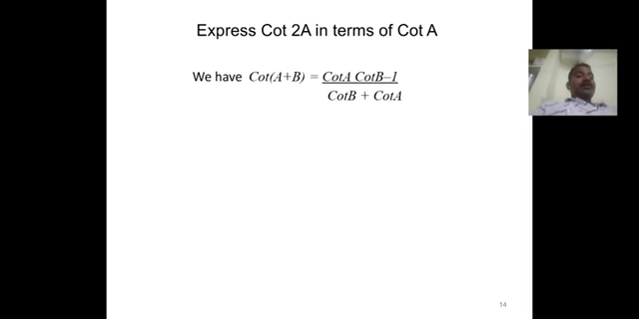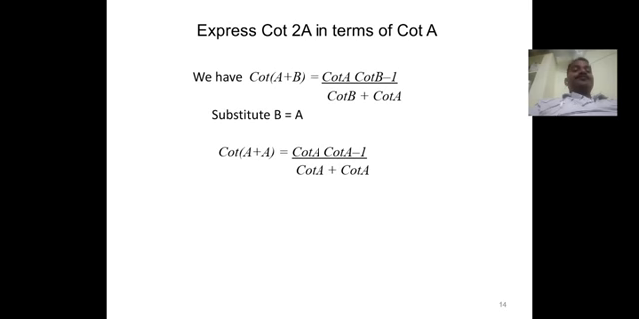Similarly cot 2a, cot 2a in terms of cot a. The cot of a plus b formula is cot a cot b minus 1 by cot b plus cot a. If you put b equal to a, cot 2a equal to cot a into cot a minus 1 by cot a plus cot a, that is cot square a minus 1 by 2 cot a. This is the cot 2a formula.